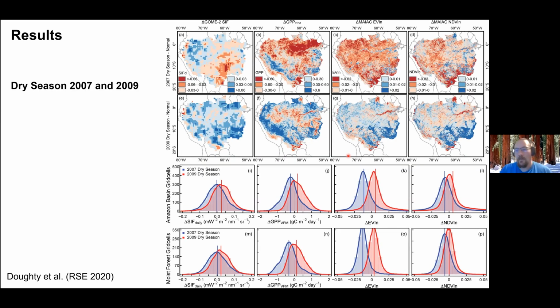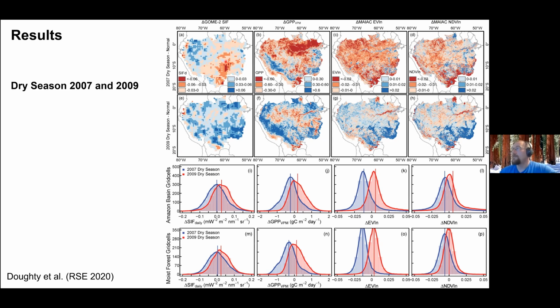So I'm just in the paper, there's results for September. We looked at the month of September specifically, and they're very similar to these results here. So I'm just gonna show the results for the entire dry season. The top row is gonna be the La Nina, and the bottom row is gonna be El Nino. And so these are the anomalies, departures from normal.